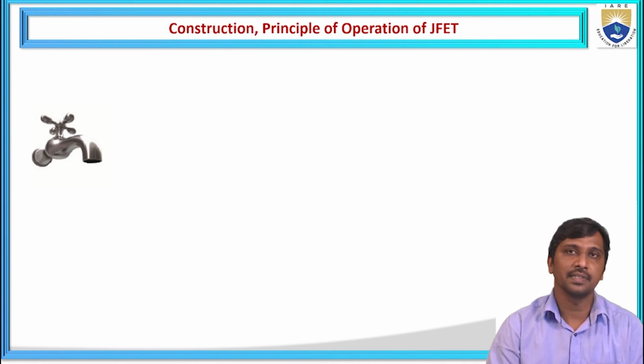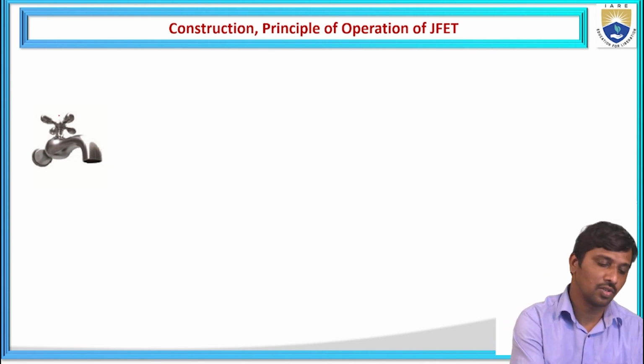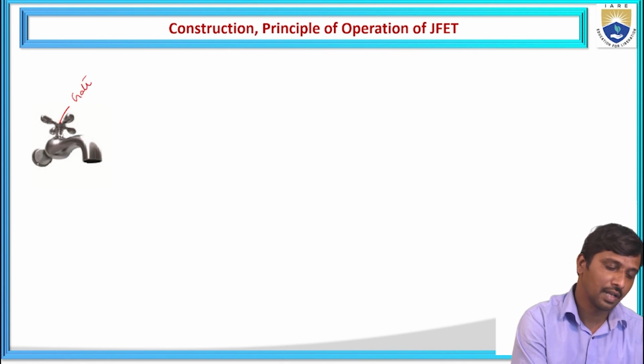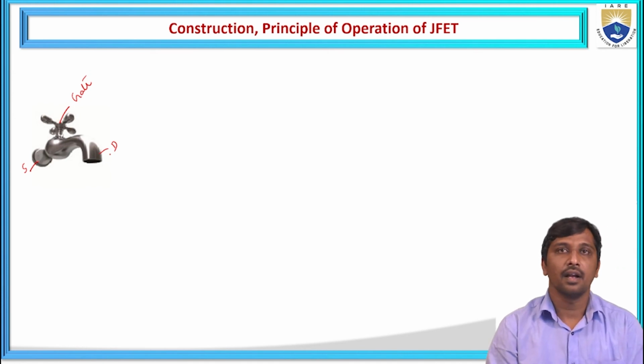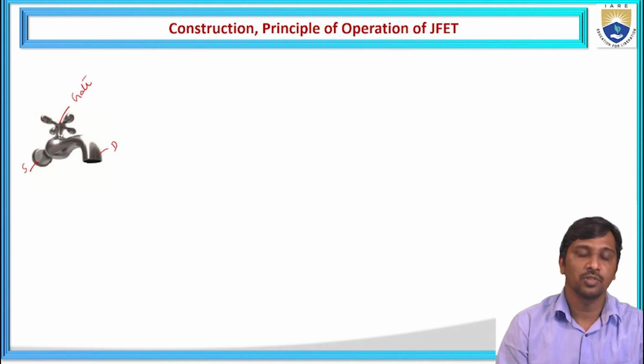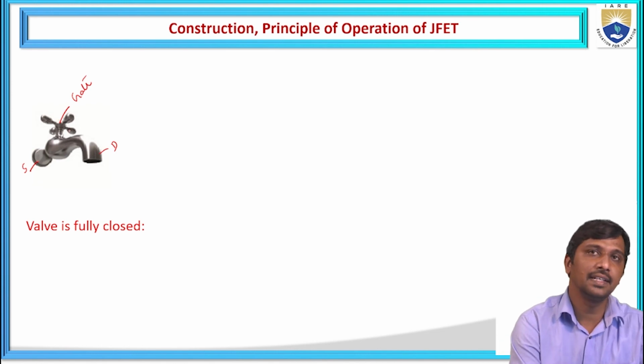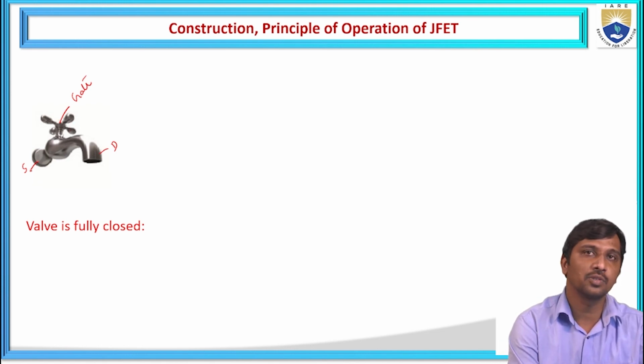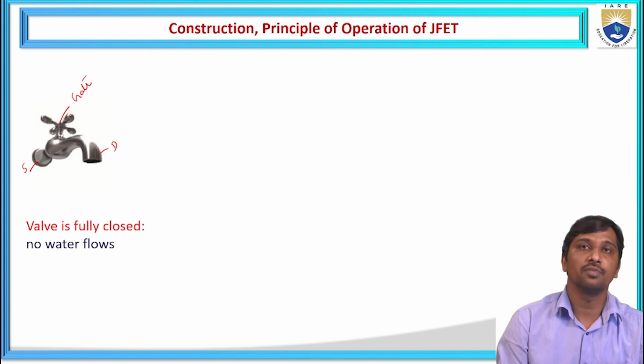If a tap is fitted with a valve, let us consider a tap fitted with a valve, and this acts as the gate, and let us take this as the source, and this side as the drain. Here the drain current depends upon the gate also. So when the valve is fully closed, meaning the valve is fully tightened, what happens? Even though we are applying the source, there is no movement of water from source to drain. Hence, there is no water flow.